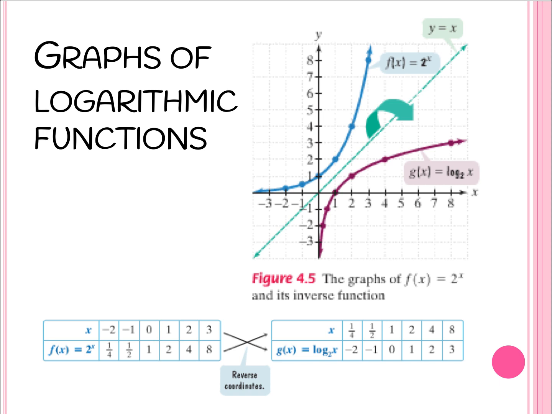But when we graph logs, we're not going to get as in-depth as we did with exponentials. Because you cannot, without a calculator, input an x value to find the y by hand. You're not going to be able to do in your head log base 3 of 7 equals whatever. So what we're going to do is just focus on finding domain and range, vertical asymptotes, and x-intercepts, okay?